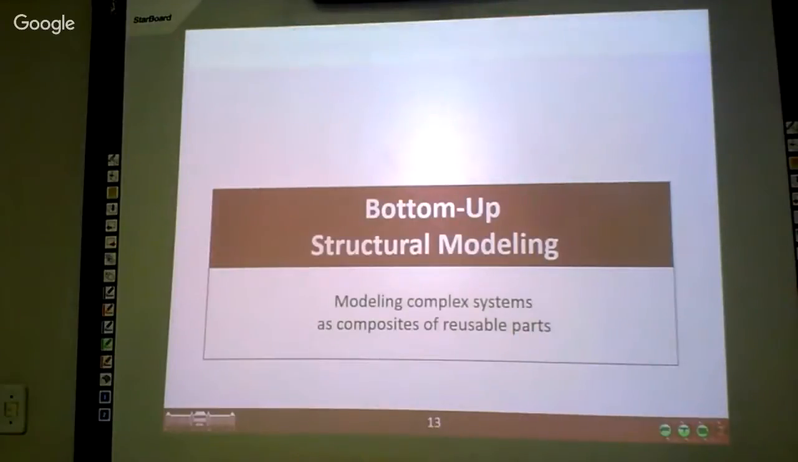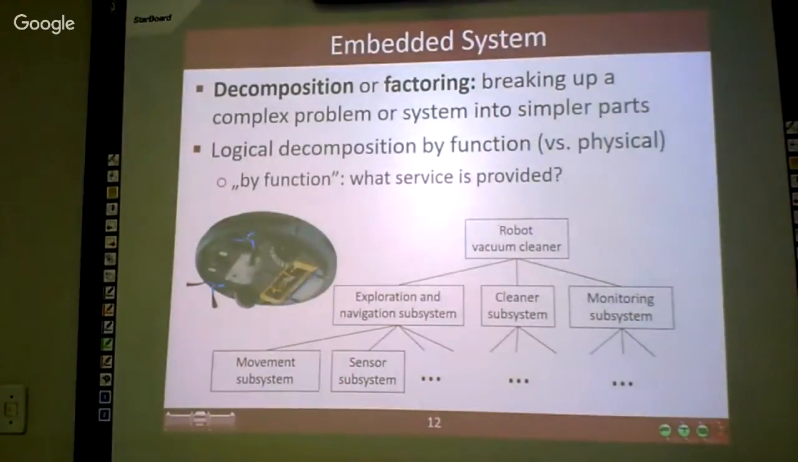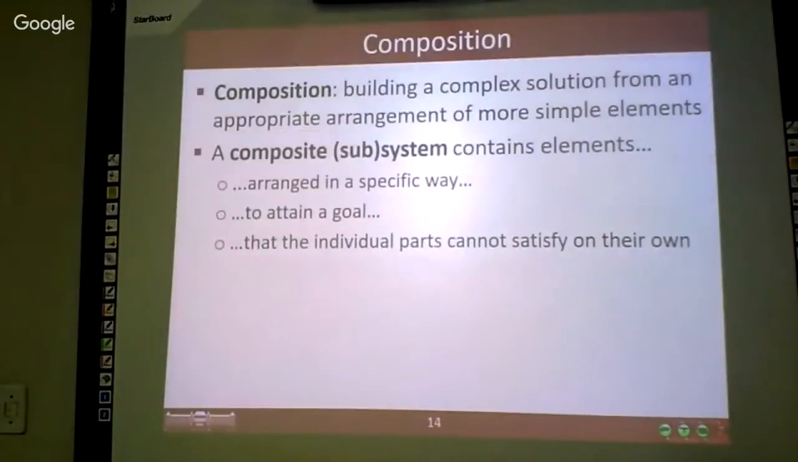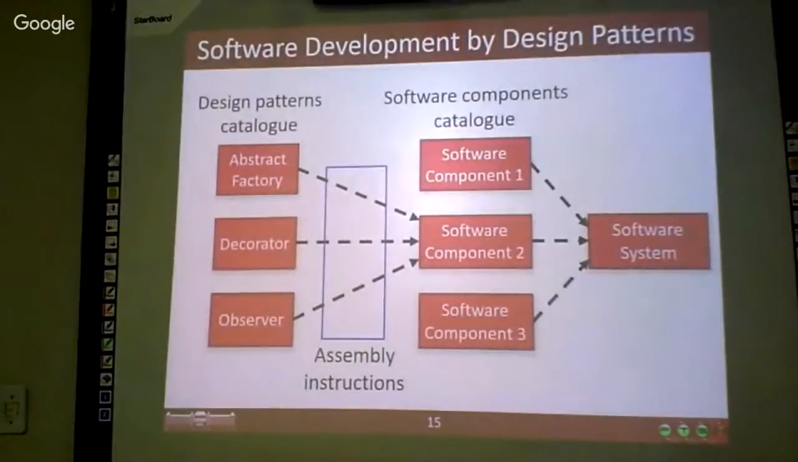So this is how by decomposing we can reach our goals. But you can also use bottom-up approaches when you compose your complex solution from smaller parts. For example, in software development, you can use it when you build your system from design patterns. You have this design pattern catalog, and you compose your components and your design patterns according to some assembly instructions, and then you will get the software system.